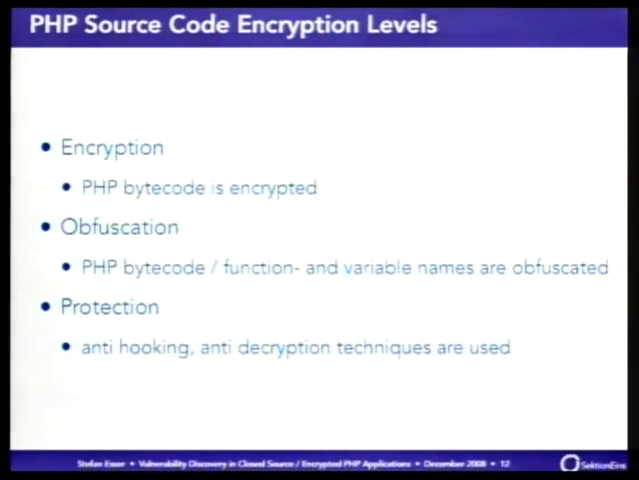So PHP source code encryption usually exists on three levels. First, we have the simple encryption, which means the PHP bytecode is encrypted. The second level is some kind of obfuscation: within the PHP bytecode, they obfuscate function and variable names. The bytecode itself is not obfuscated by the current cryptors, only the names. And last but not least, the newer cryptors have some protection, like I already said, anti-hooking functionality so that you cannot simply fuzz the application.